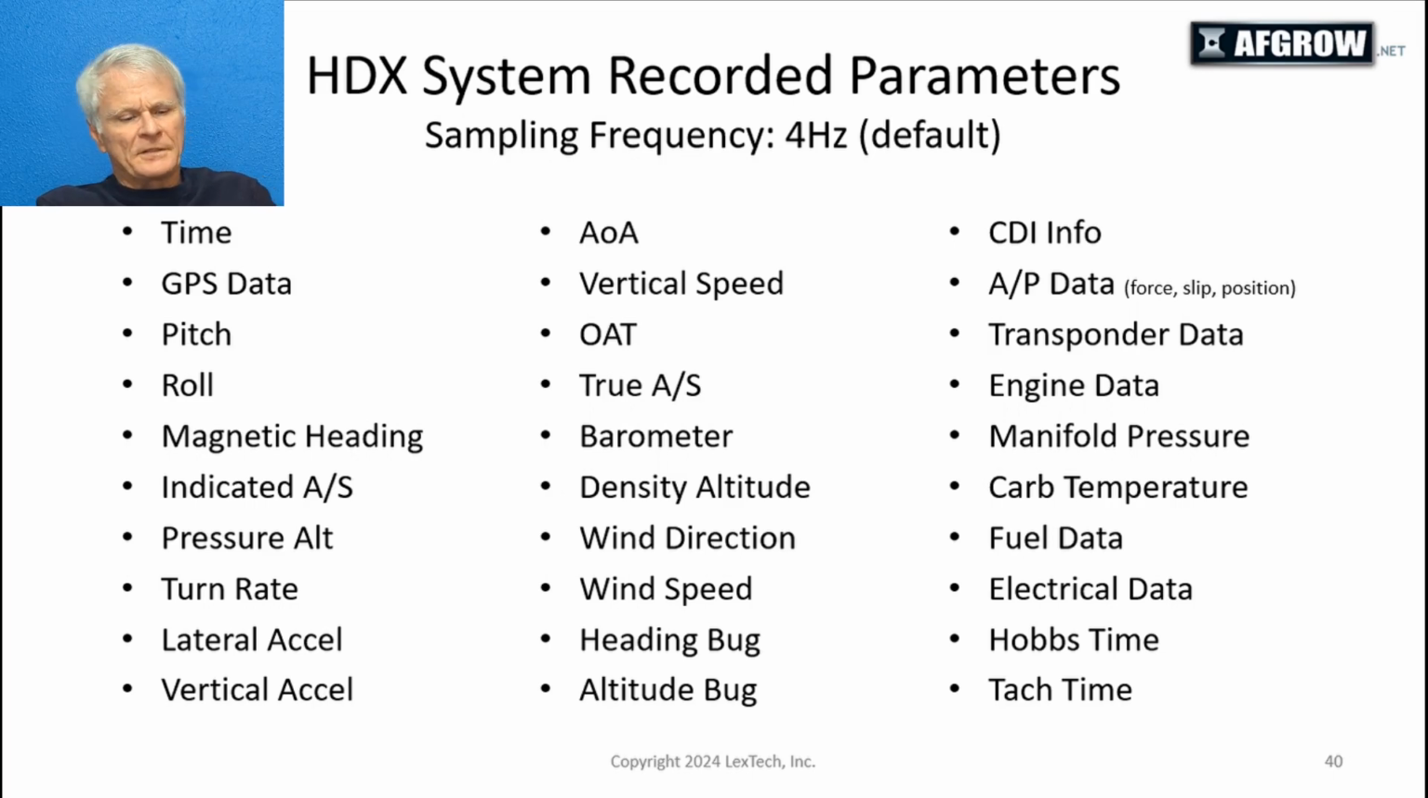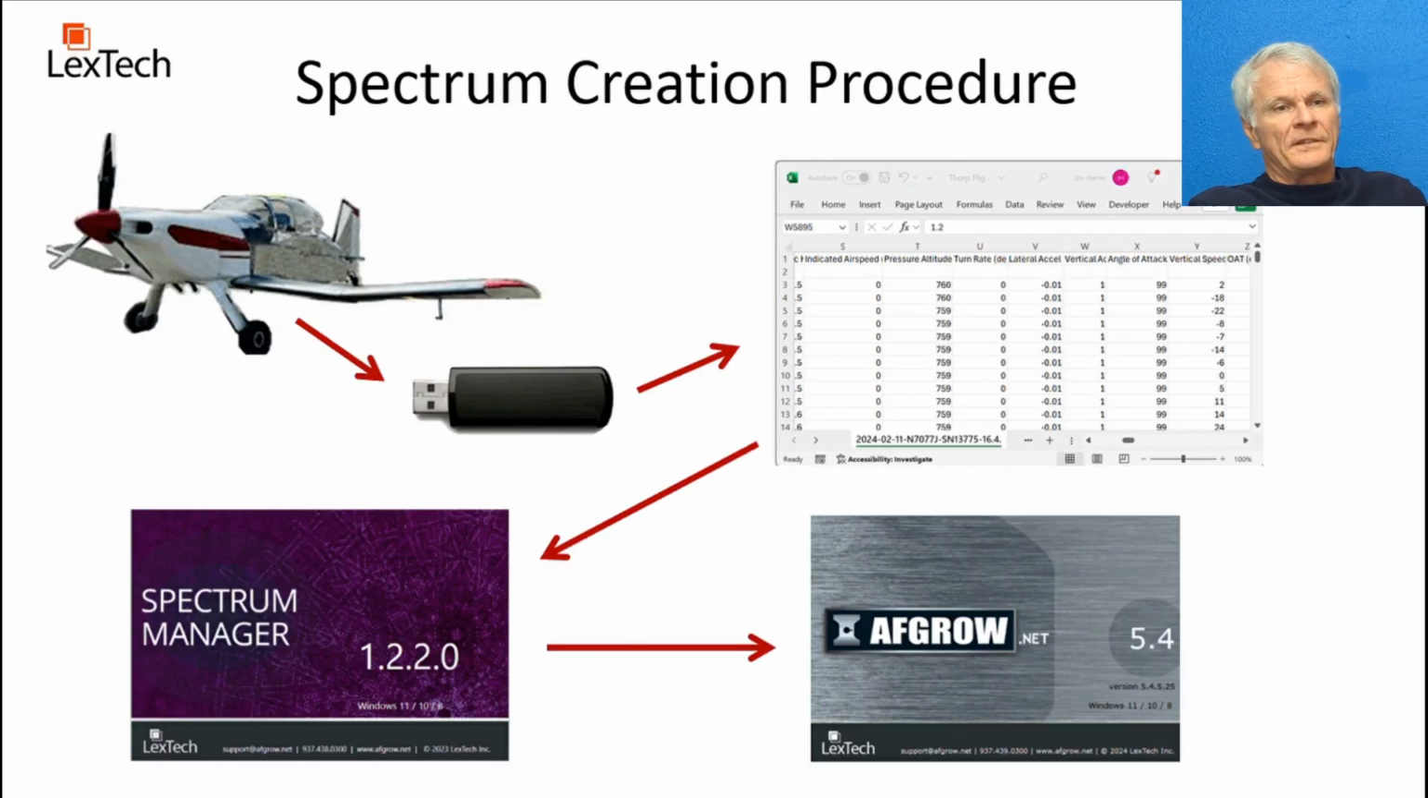So I use this information to develop a spectra. In this case, you go to the airplane, you insert the thumb drive into the system, you download the information as comma-separated variable files, which go right into Excel, and then you have the data in Excel. Then I wrote a script to extract the data I needed to calculate the loads, and then read that into the Spectrum Manager, cycle count the information, and then go to AFGROW and do the life prediction.